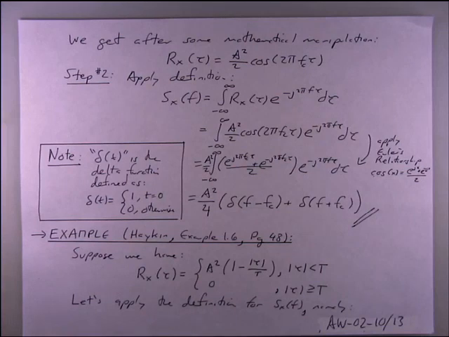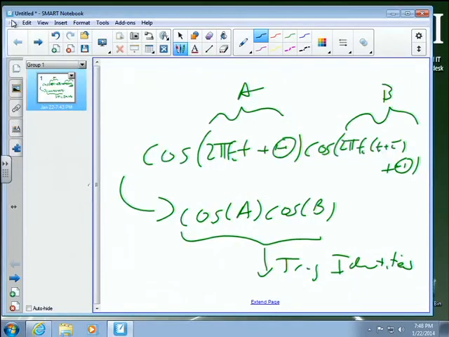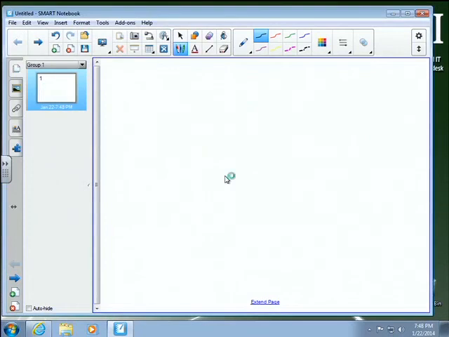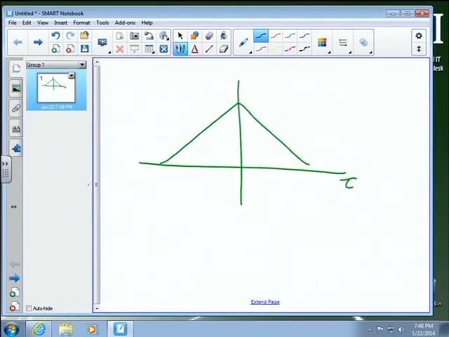So this, let's draw it, would look like the following. So if we draw it, that autocorrelation function is going to look like this. So tau from minus t to t, right? And that's a squared. So it's going to be triangular. And so that is our Rx of tau.